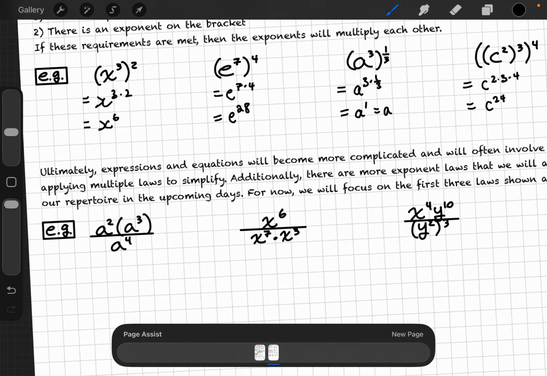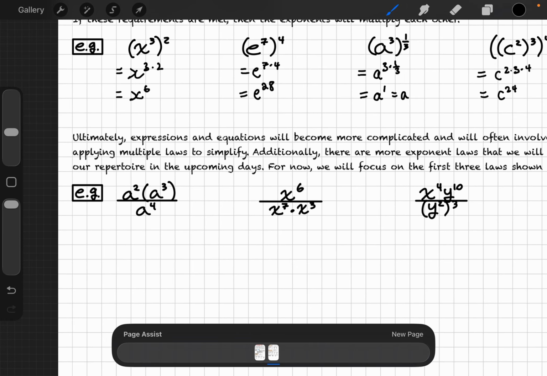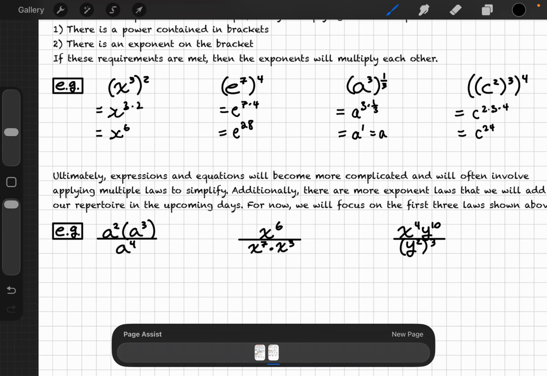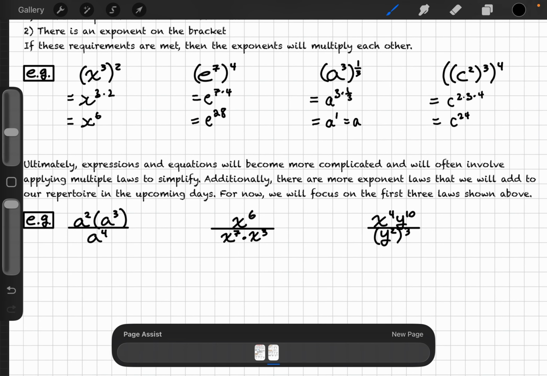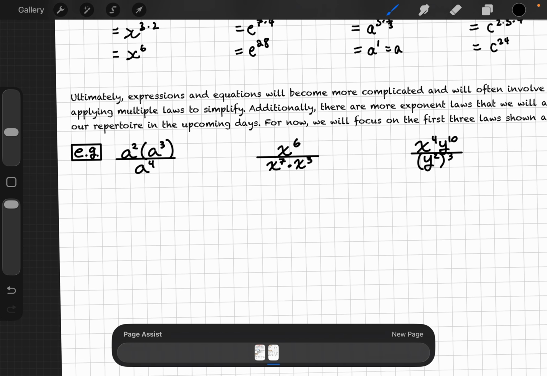Alright. Now, ultimately, expressions and equations will become more complicated and will often involve applying multiple laws to simplify. Additionally, there are more exponent laws that we will add to our repertoire in the upcoming days. For now, we will focus on the first 3 laws shown above. So today we have covered the product law, the quotient law, and the power of a power law. We will use these here.